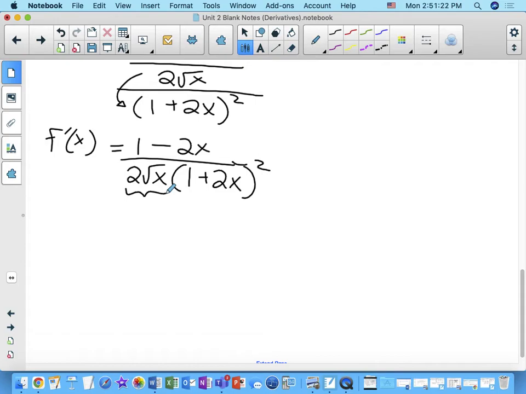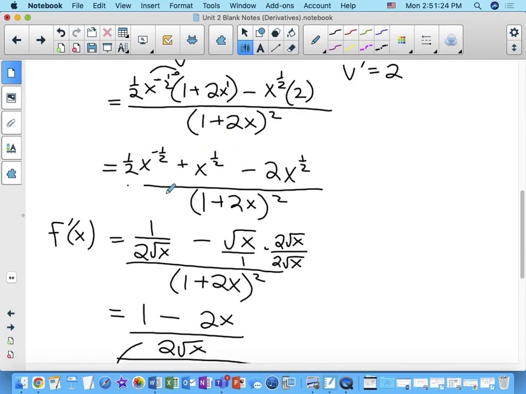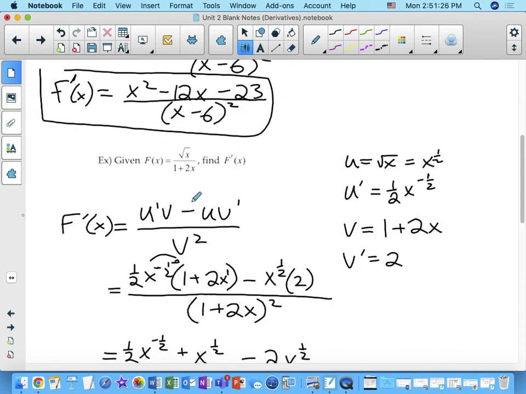Okay? Now, the original function is defined at 0, because here the radical is in the numerator. So I'm allowed to have a 0 here. But I can't have it in the derivative, because in the derivative, the radical's in the denominator. So what does that tell me? The function's defined at 0, but there's no derivative at 0, which means it's probably going to be an endpoint.